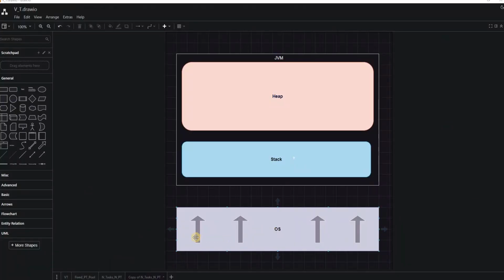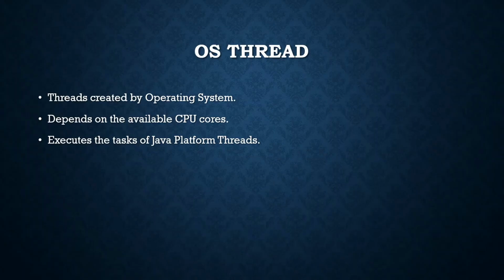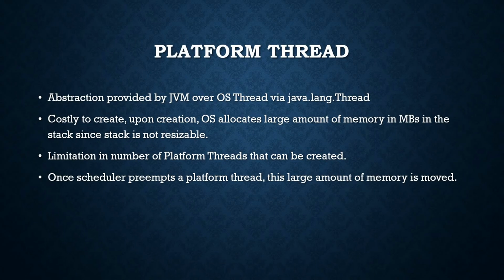So here the gray arrows you can take as the OS threads. If we have a dual core machine with two CPU cores, then we are going to have 4 OS threads available to us, created by the operating system. And now let's see the platform threads.